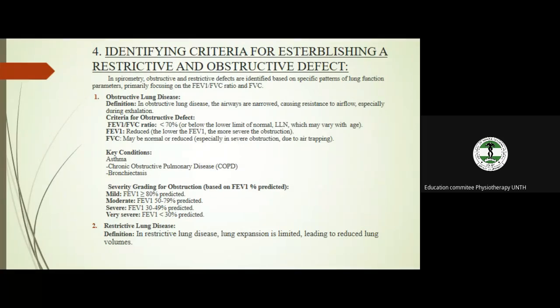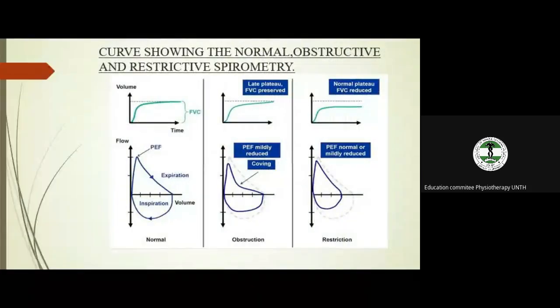Then restrictive lung disease. We define it as a disease in which lung expansion is limited. In restrictive lung disease, the expansion of the lung is limited, leading to reduced lung volume. So when the patient takes in air, the patient cannot take in enough air, because the lungs are restricted.